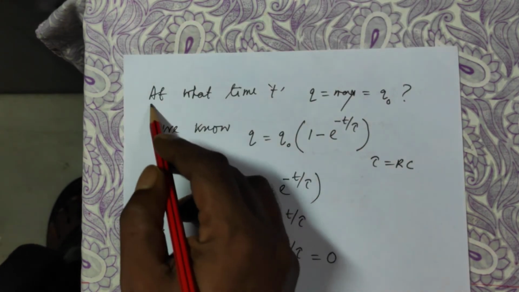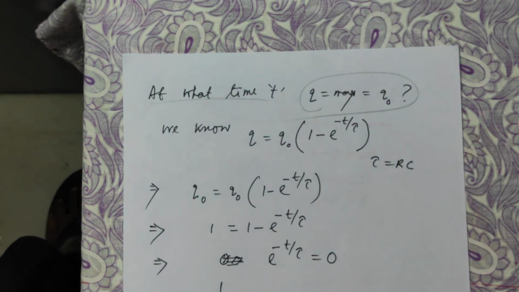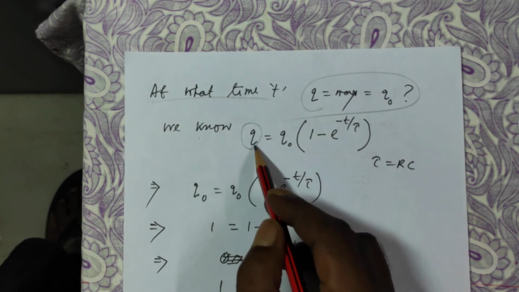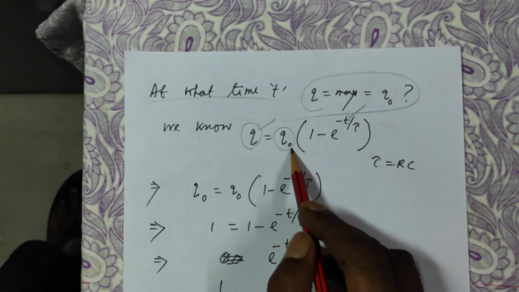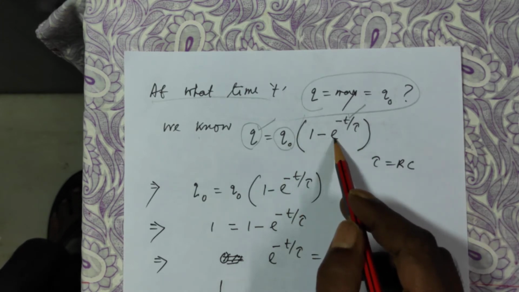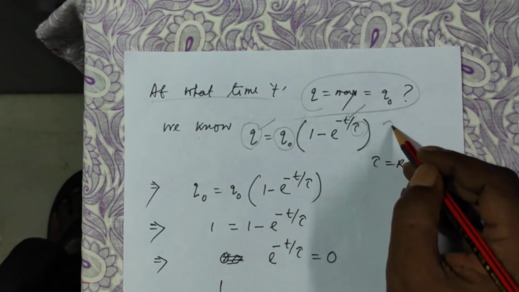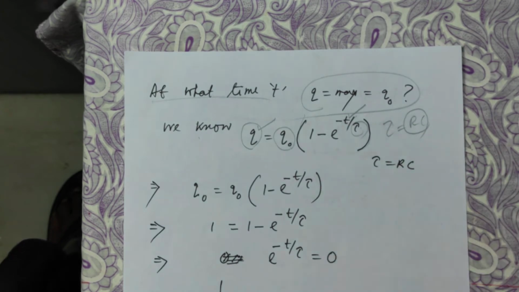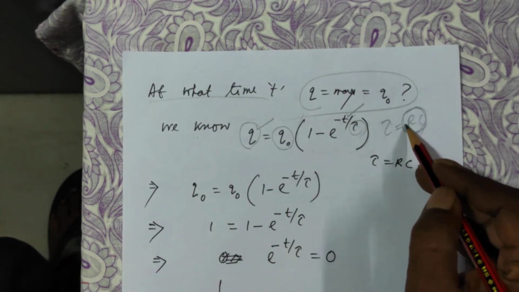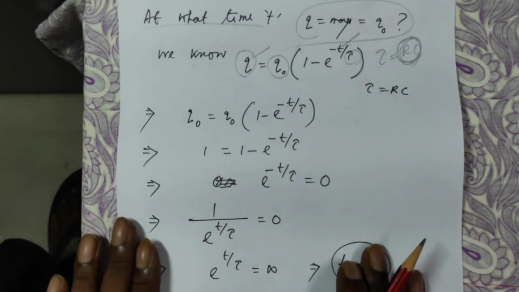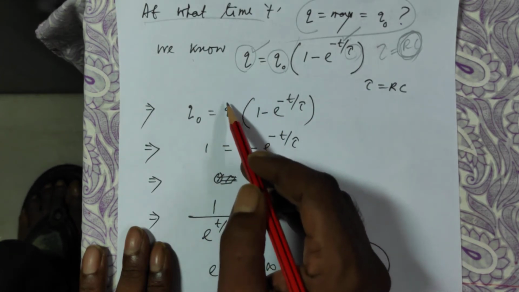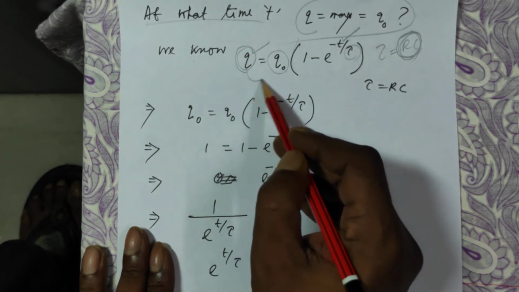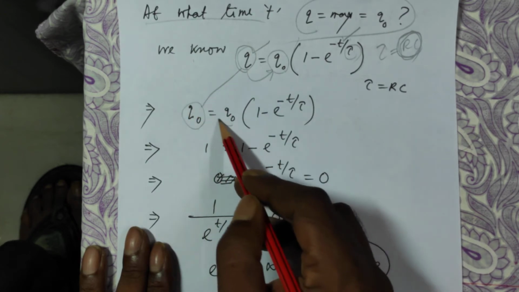The next question is, at what time will the Q be maximum? That is very interesting. We just derived that the charge in the capacitor Q at any time t is given by Q naught, that is the maximum charge that it can hold, whole into 1 minus e to the power minus t by tau, and your tau was equal to the time constant. Its dimension is the dimension of time, that is second. So now look, it will have maximum charge, means this Q will become this Q naught. So for Q, put Q naught.